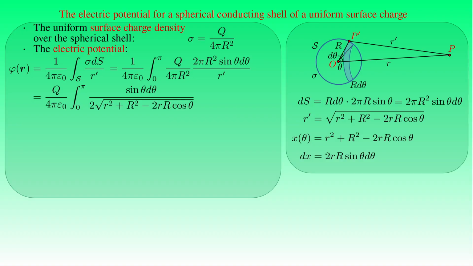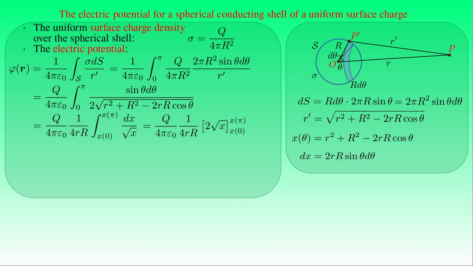By substituting this variable into the integral, we obtain Q over 4 pi times epsilon naught, times 1 over 4 times r times capital R, times the integral of 1 over the square root of x with respect to x. The lower and upper limits of the integral are x evaluated at theta equals 0 and pi, respectively. Now we compute the definite integral, which gives 2 times the square root of x, and we can write the potential as Q over 4 pi times epsilon naught, times 1 over 2 times r times capital R, times the square root of r squared plus capital R squared, minus 2 times r times capital R times cosine theta, evaluated at theta equals 0 and pi.